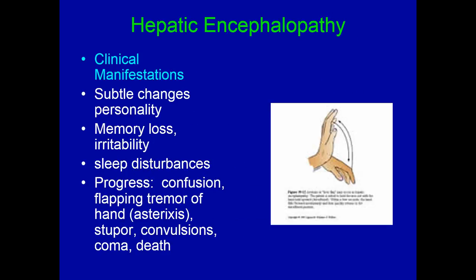So, clinical manifestations. Again, this is a little bit redundant because I meant to put it all on that one slide. Personality changes, memory loss, irritability, sleep disturbances, confusion, that flapping tremor, convulsions, coma, and death. Symptoms are often related to levels of ammonia, so the severity of symptoms relates to the levels of ammonia in the body.